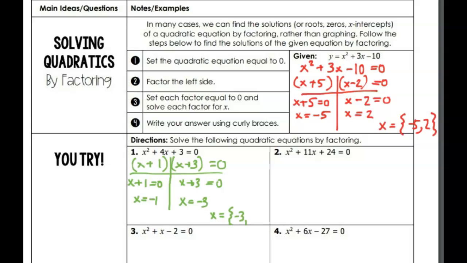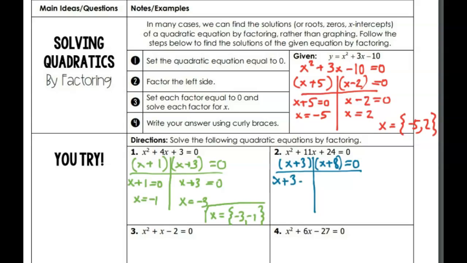And so then we can just state the two answers, and notice that I tend to put these answers in order. So the smallest number goes first. You don't have to do that, but that's just the pattern that I'm in. So let's look at the second one. Again, we're looking at factors of 24 that add to 11. So you can see that it's going to be the factors 3 and 8.